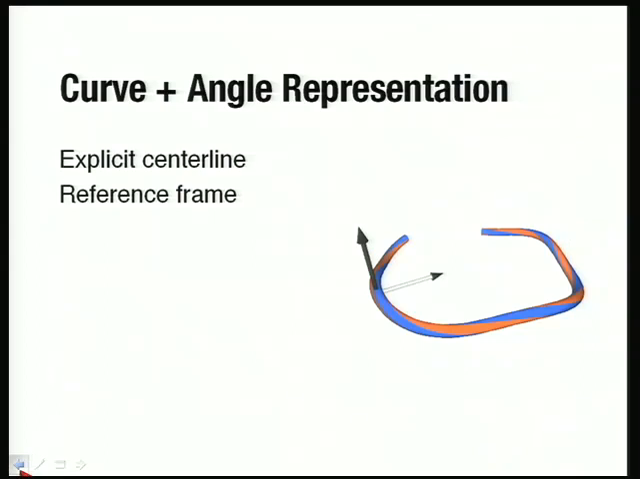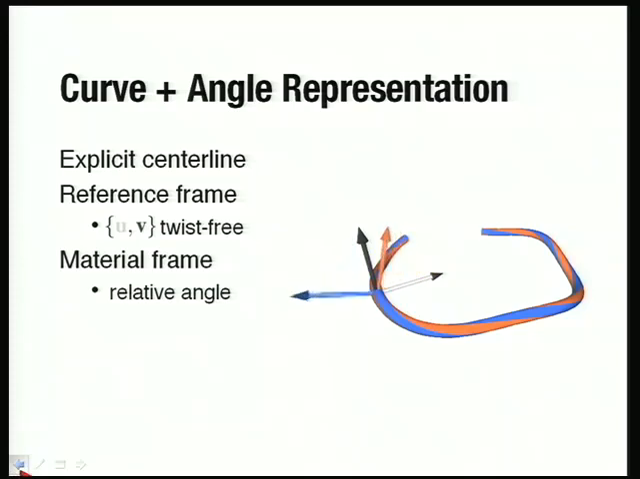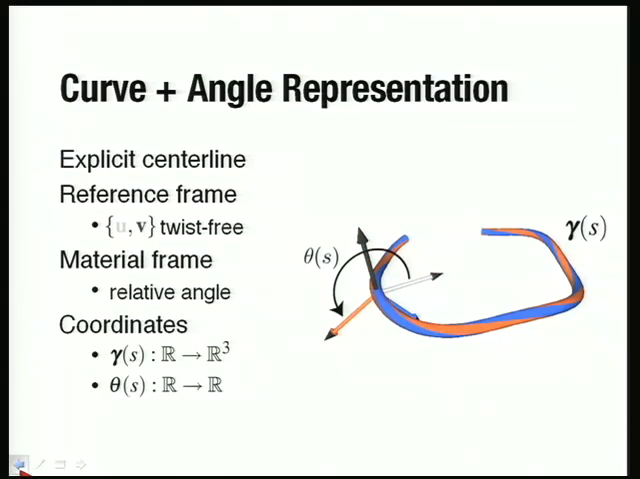And recall that one of our goals is to come up with a simple formulation for the twist. And we're going to see how that's going to be achieved by using the twist-free frame as the reference frame. Now once we have this reference frame, we can describe the material frame at each point using just a single angle that says how much do we rotate this reference frame about the tangent to describe the material frame. So in the continuous setting, the coordinates are this curve gamma and the angle theta at each point along the curve.